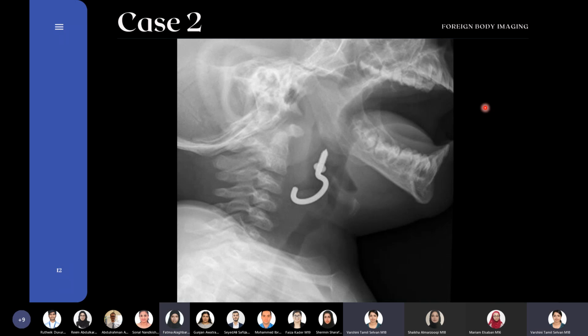There's a hook. I think it's in the esophagus. I'm not sure. It's a hook and you are close. It's not in the esophagus, it's in the hypopharynx. So it's a soft tissue neck radiograph of a 1-year-old patient who has swallowed a hook, and it's in the hypopharynx. All right.